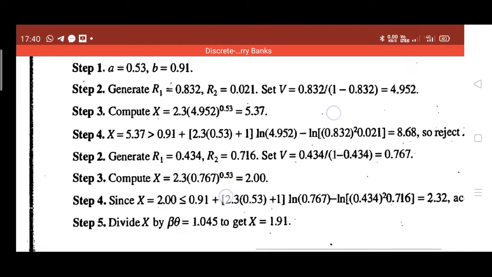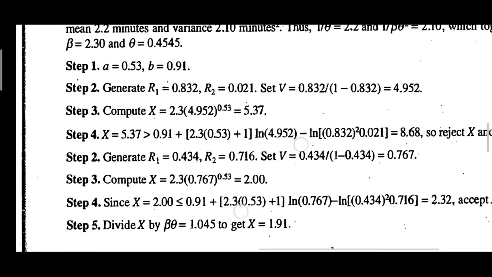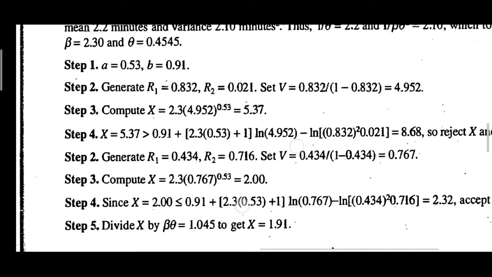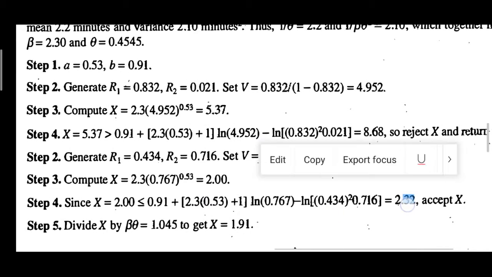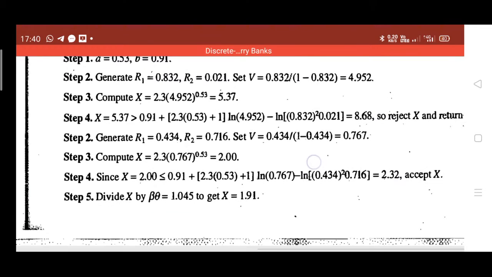Take two different random numbers r1 and r2, calculate v, and compute x once again. Here the x value we are getting is 2.0. Then 2.0 will be less than or equal to 2.32, which we get after substituting the values in the given formula. So if it is less, go for accepting it, okay?